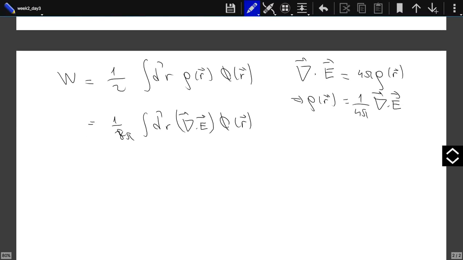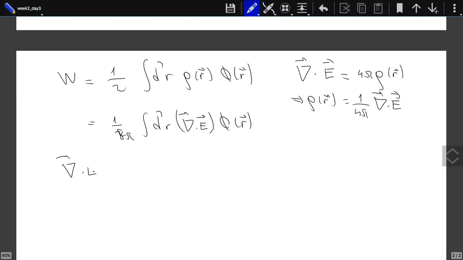Now let me do some integration by parts. I will be integrating by parts over here because I want to get rid of phi. The electric field is nice, so instead of taking the derivative of the electric field, if I take the derivative of phi, that will give me the electric field. So I can convert everything in terms of the electric field. So let us do that.